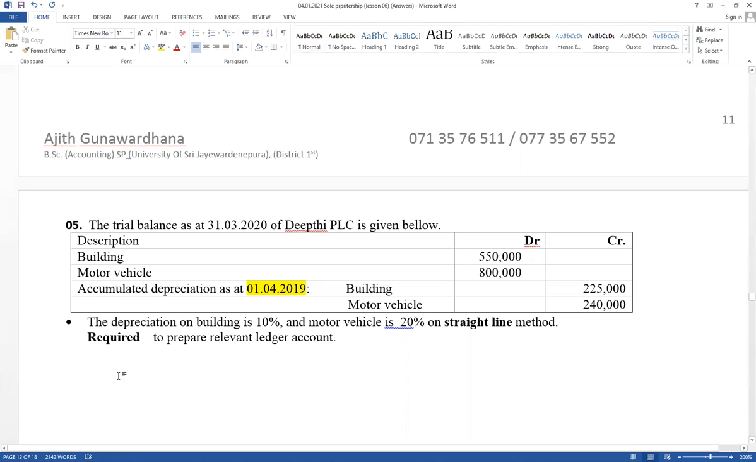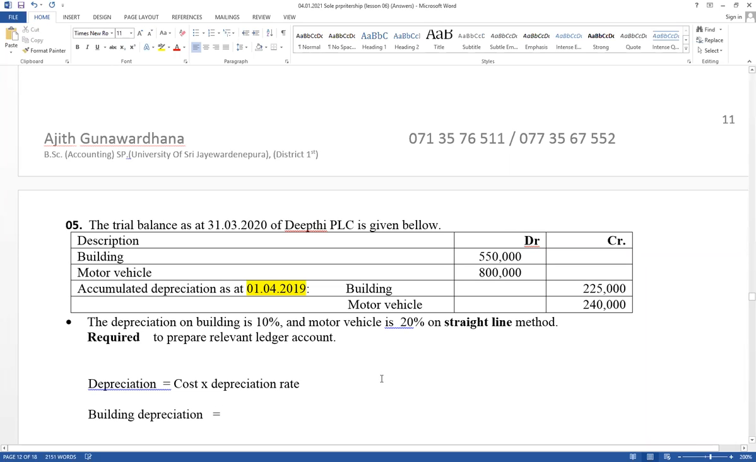First one, calculate depreciation, motor vehicle and building. Write the equation. Depreciation equal cost value into depreciation rate. Building and motor vehicle should be calculated separately. First one, calculate building depreciation.